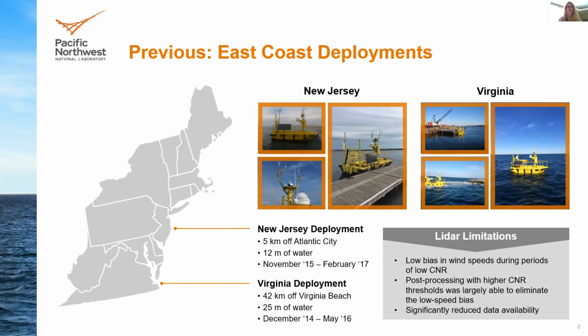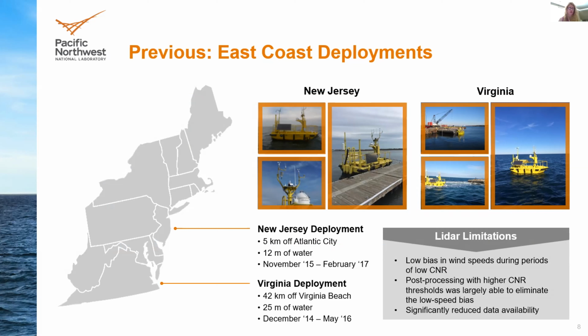However, we learned that there were some limitations with the original LIDAR systems that were purchased with the buoys. Those were Vindicator 3 LIDAR systems. So we realized through these deployments that the laser power appeared to be low. And as a result, during periods of low carrier to noise ratio, the LIDAR systems tended to report wind speeds that were too low. And so that low speed bias was largely able to be removed with some post-processing, but at the cost of significantly reducing the data availability.